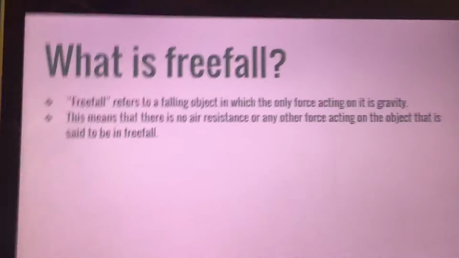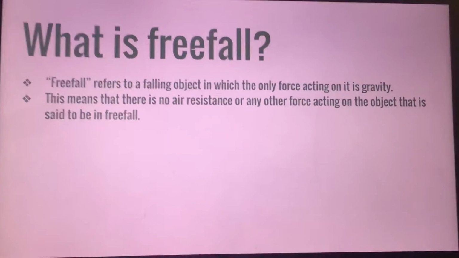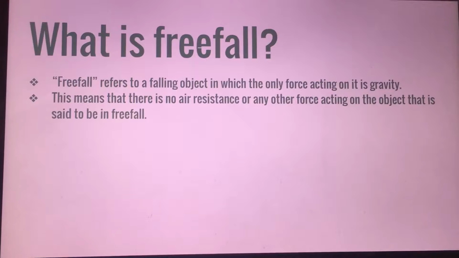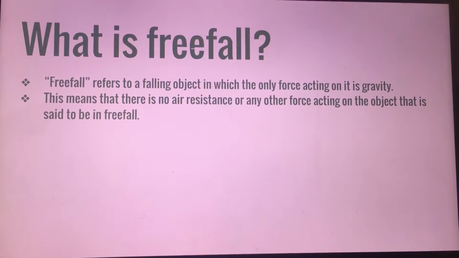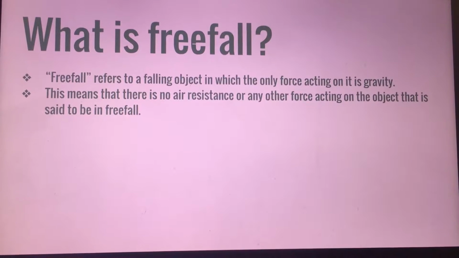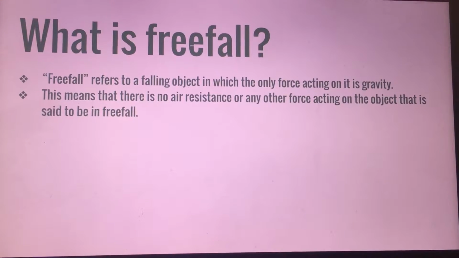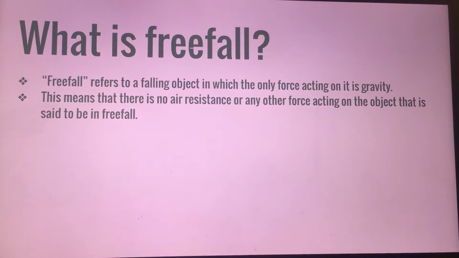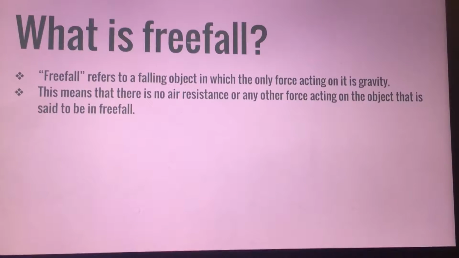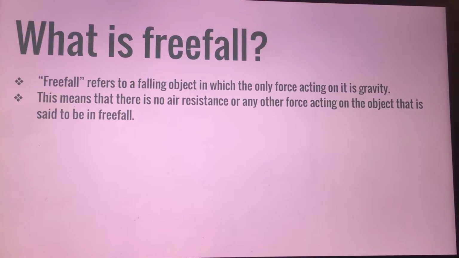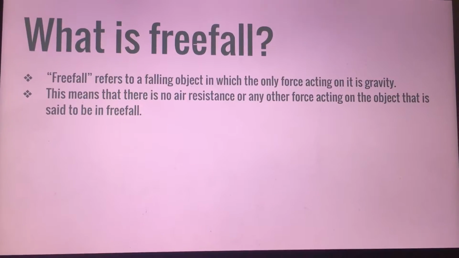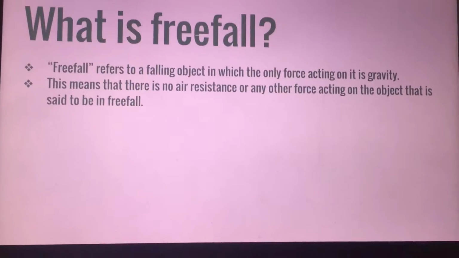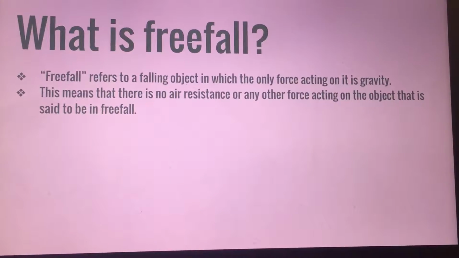So, first thing that we need to know about objects in freefall is what exactly freefall is. Freefall refers to a falling object in which the only force acting on it is gravity. So basically, this means that there's no air resistance or any other forces acting on the object that is said to be in freefall. It's just the object is falling and gravity is pulling it down. There's nothing else attached to it, no resistance, nothing like that, just gravity.